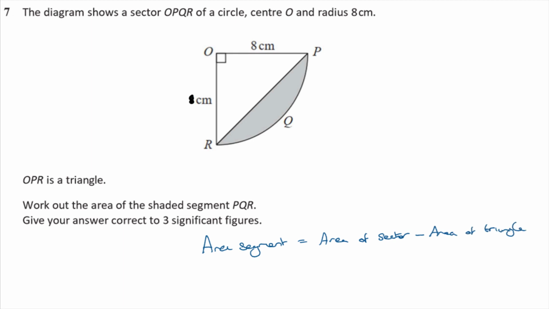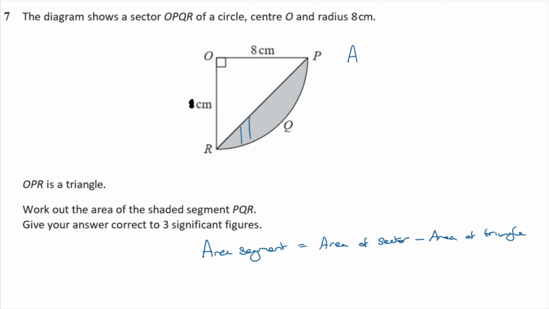Okay, so this segment here is going to be the area of the sector, so that's all of that minus the area of the triangle, and that's just going to leave you with the segment part, isn't it? Okay, so that's the general plan. So in order to do that, we're going to have to know what the area of the sector is and what the area of the triangle is. Okay, so let's work out the area of those two things.